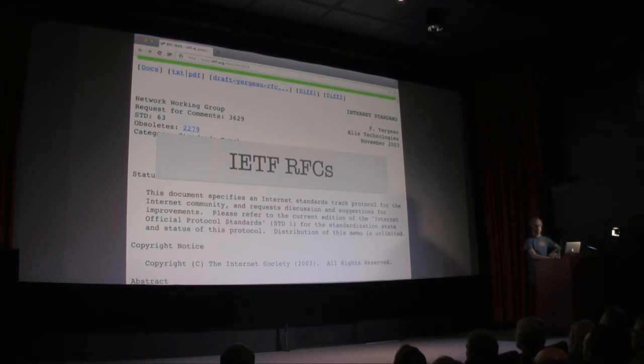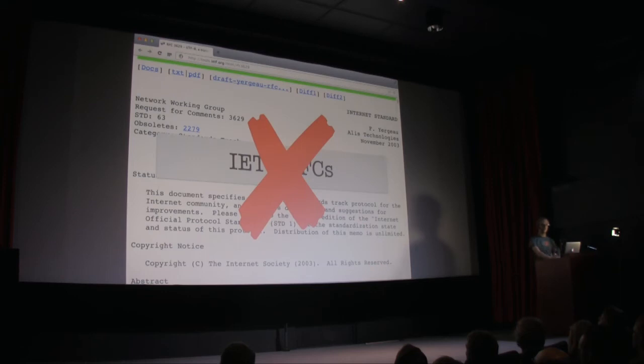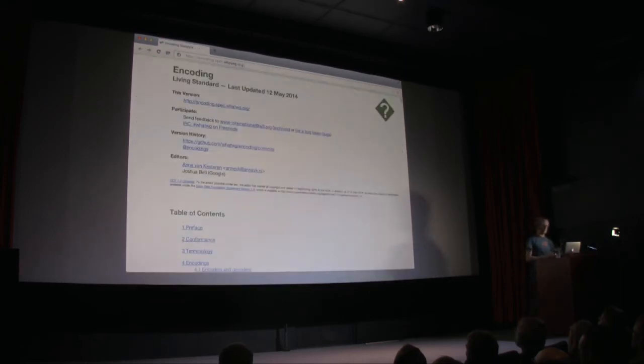Now, the problem with that is most of the time you don't really need to know how the encoding was originally designed. It's much more interesting to see how they're currently being implemented and how the encoding is being used in the real world. So don't look for these documents. Don't just Google the name of the encoding. Instead, you should be looking at the encoding standard.